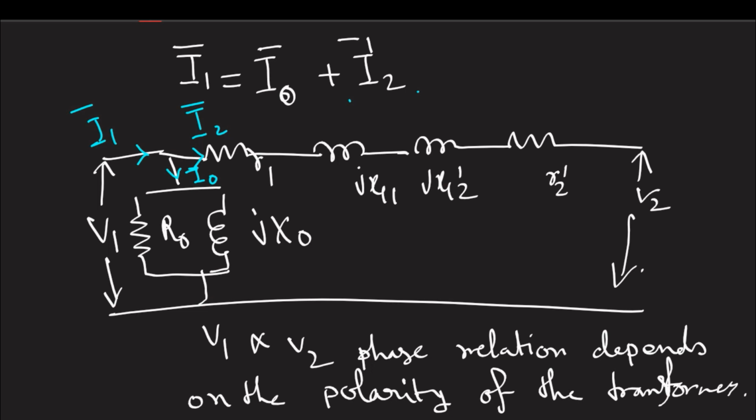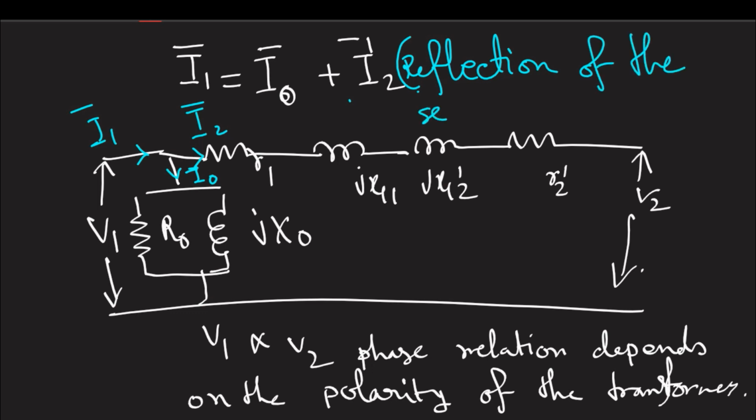Now when we place them in this way, this will make perfect sense. This is the reflection of the secondary current. Once we make this reflection of the secondary current zero, the primary current will be equal to just the magnetizing branch current. And if we load the transformer, then there will be more.